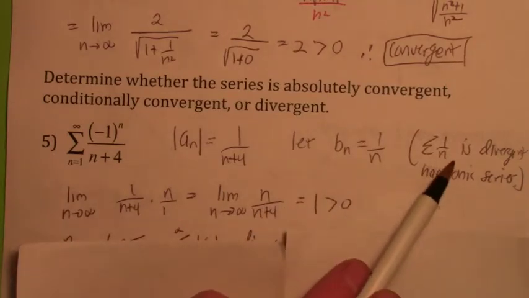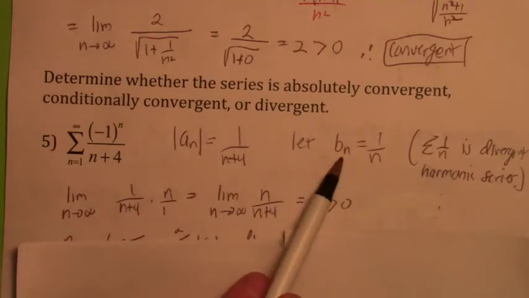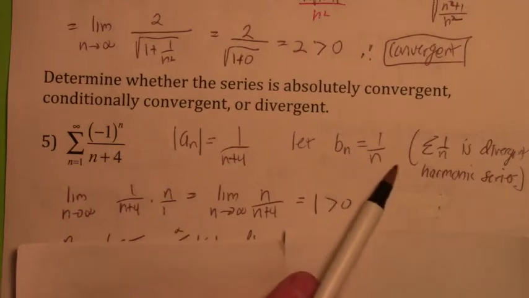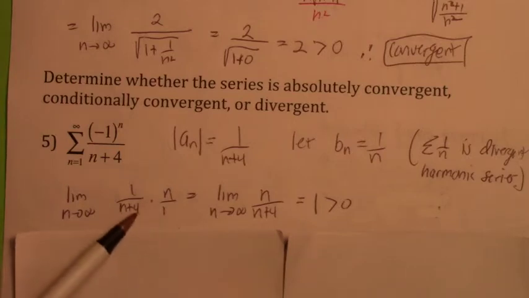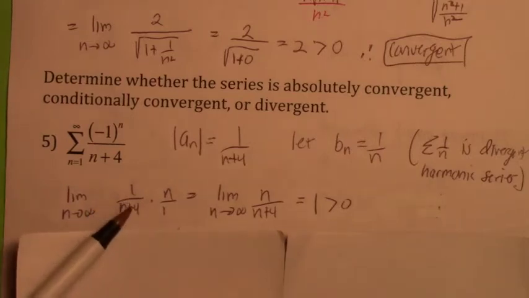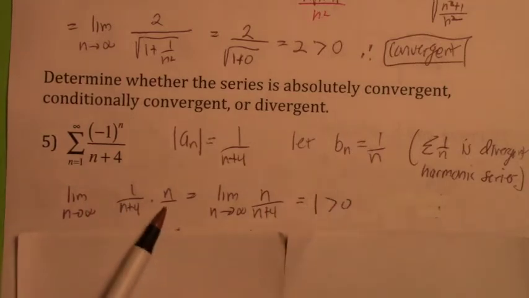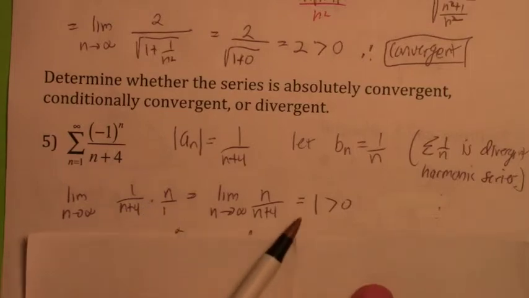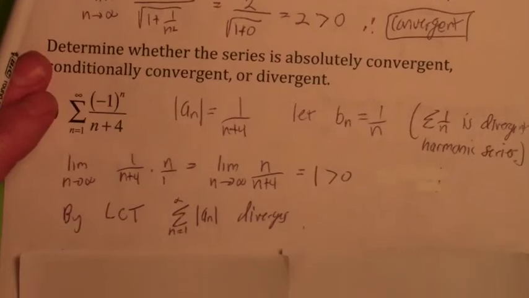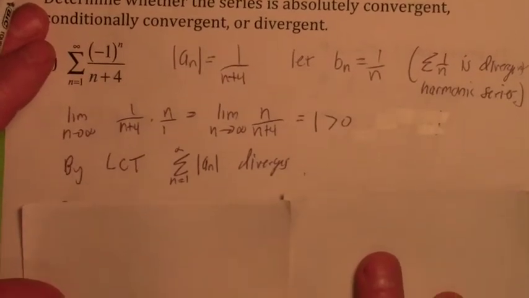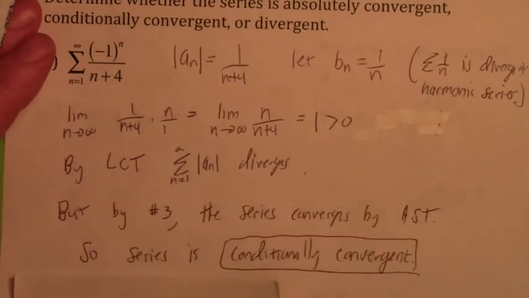The series 1 over n is a divergent harmonic series. Don't say this is divergent. It doesn't make any sense. The series 1 over n is divergent, right? So by the limit comparison test, I'm going to look at a sub n over b sub n. When you divide by 1 over n, that's where that n came from. And the limit's 1, which is greater than 0. Therefore, I showed that it's not absolutely convergent. That's really all I can conclude right now. It's not absolutely convergent. It still might converge. In fact, it does converge.